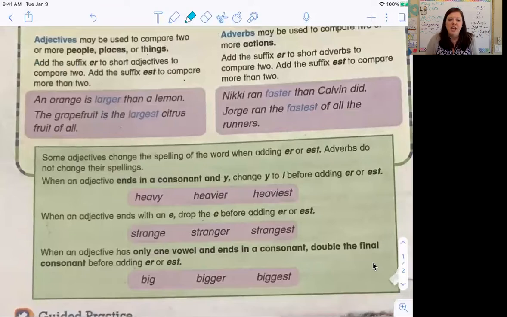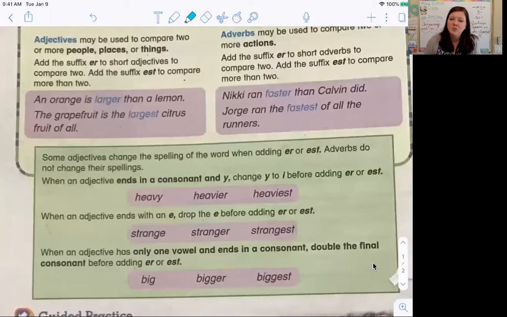Some adjectives change the spelling of the word when adding ER or EST. Adverbs do not change their spelling, so that's fun. When an adjective ends in a consonant and a Y, change the Y to I before adding ER and EST. Does that rule not sound familiar to us? Oh yes, we've done this several times.